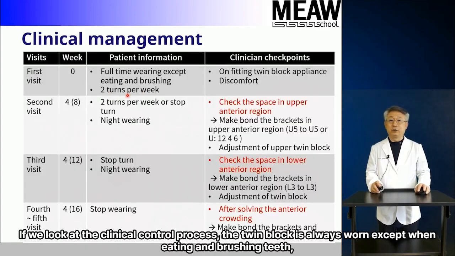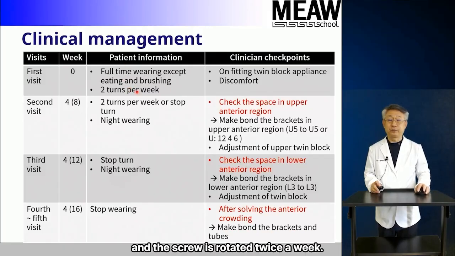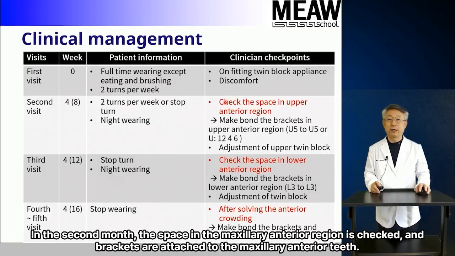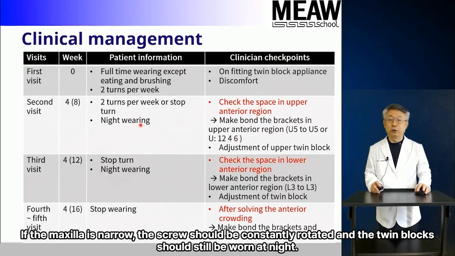If we look at the clinical control process, the twin block is always worn except when eating and brushing teeth. And the screw is rotated twice a week. In the second month, the space in the maxillary anterior region is checked, and brackets are attached to the maxillary anterior teeth. If the maxilla is narrow, the screw should be constantly rotated, and the twin blocks should still be worn at night.